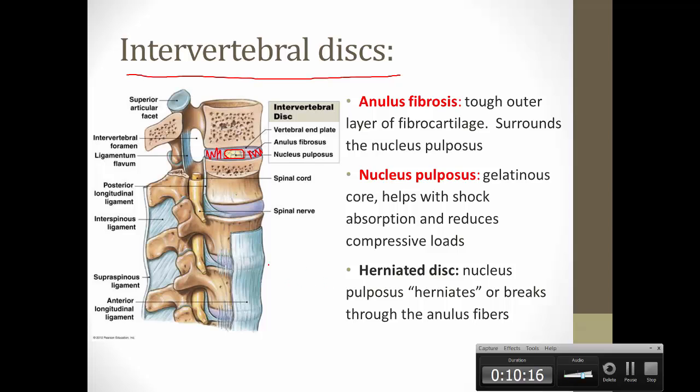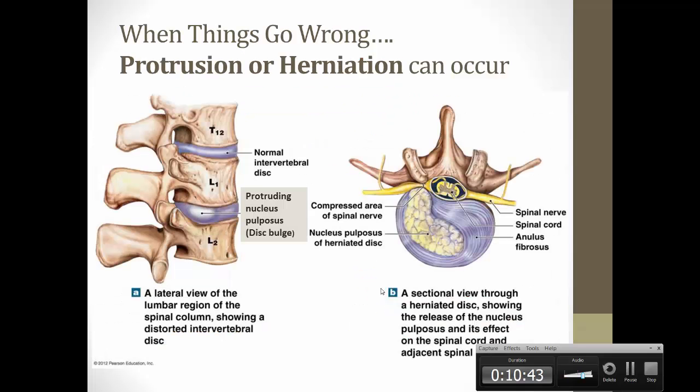So what happens if this annulus fibrosus breaks and then the gelatinous material is leaking outside? Well, this is what's called disc herniation. So disc herniation occurs when the nucleus pulposus herniates or breaks through the annulus fibrosus. So in order for disc herniation to occur, the annulus fibrosus has to completely break.